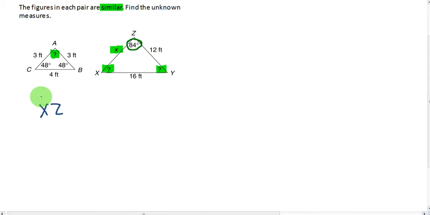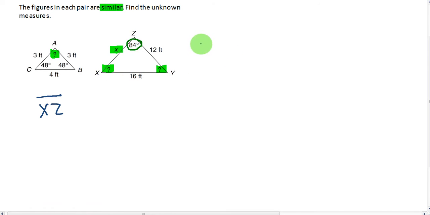Now, mentally, if we were to just compare the smaller triangle to the larger triangle, I see that side CA and side AB are both 3 feet in length. And the larger triangle is a similar figure. So I should assume rationally that side XZ would be the same length as side YZ. So if side YZ is 12 feet, then the length of side XZ should also be 12 feet. However, let's set up a proportion just to prove it.